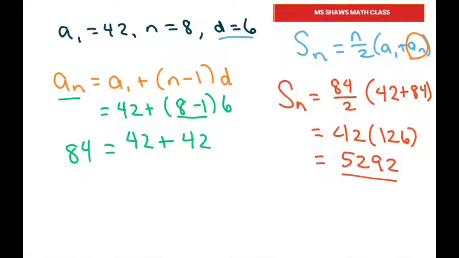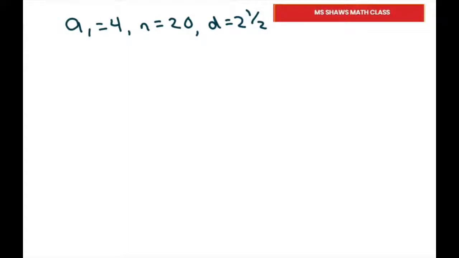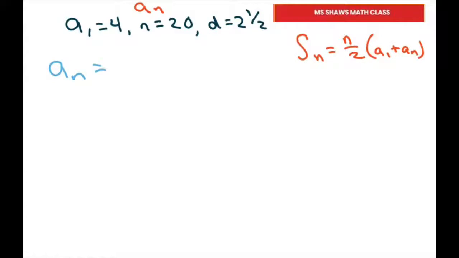Okay, and the last one, it's the same thing. We want our formula to be n over 2 times the first and last term. What we're missing is our last term, or nth term. So let's plug in the numbers.